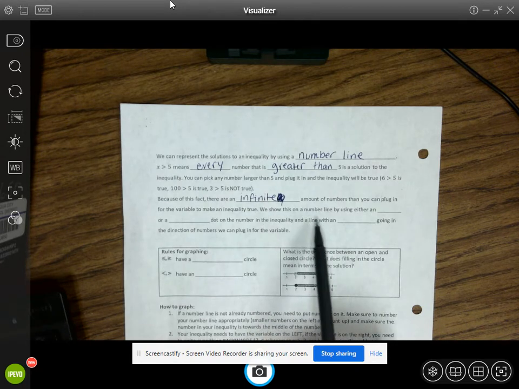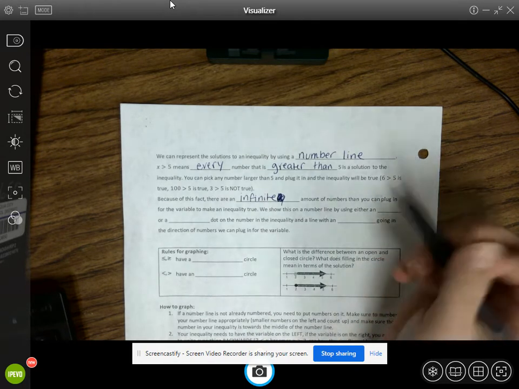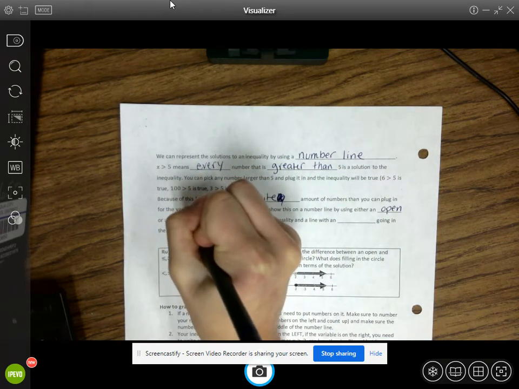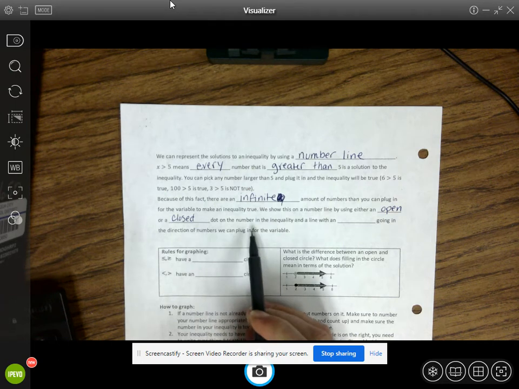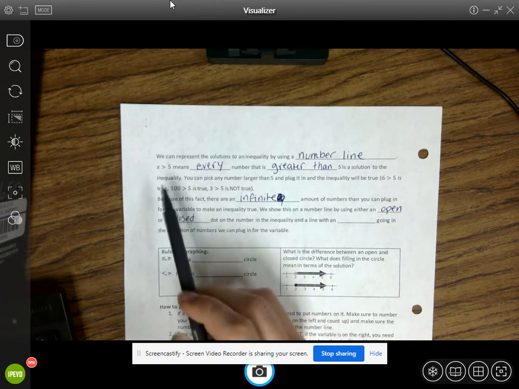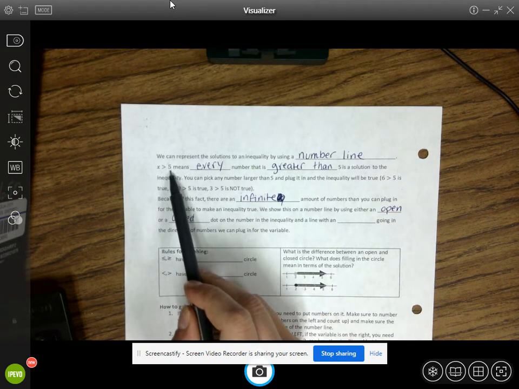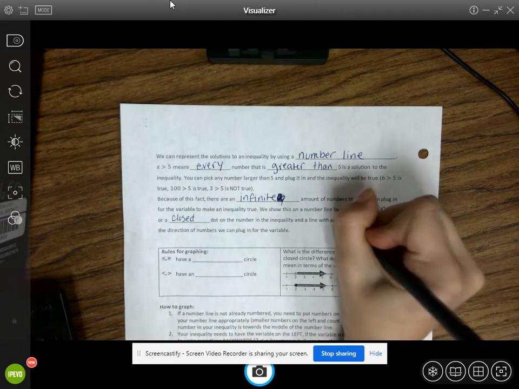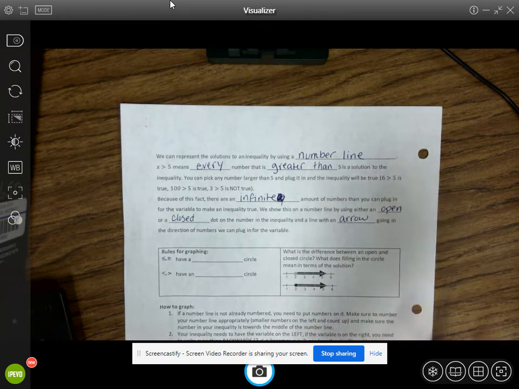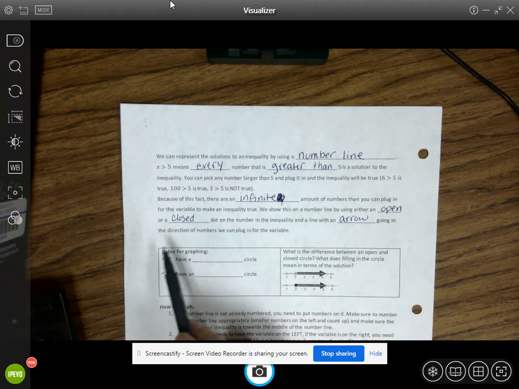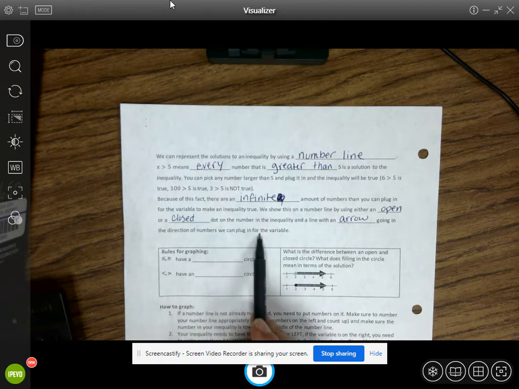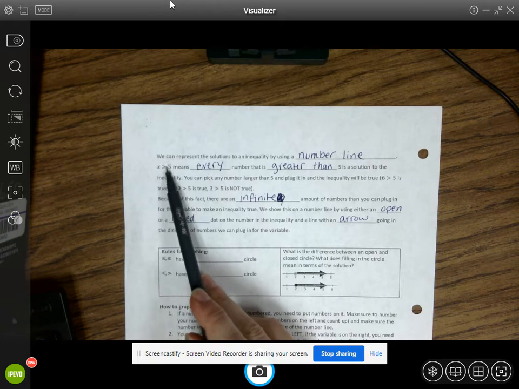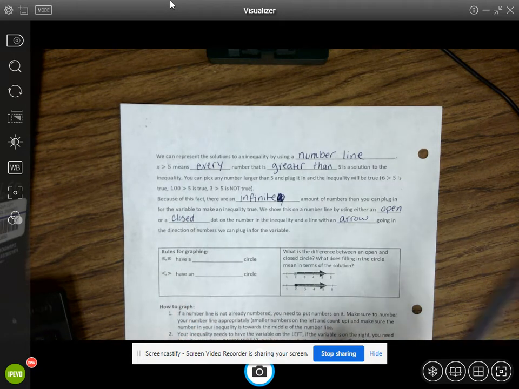We show this on a number line by using either an open or closed dot on the number in the inequality. So I would put a dot on 5. And then I'm going to use a line with an arrow that's going in the direction of the numbers that we can plug in for our variable. So since it's numbers greater than 5, my arrow would be pointing towards the numbers greater than 5.